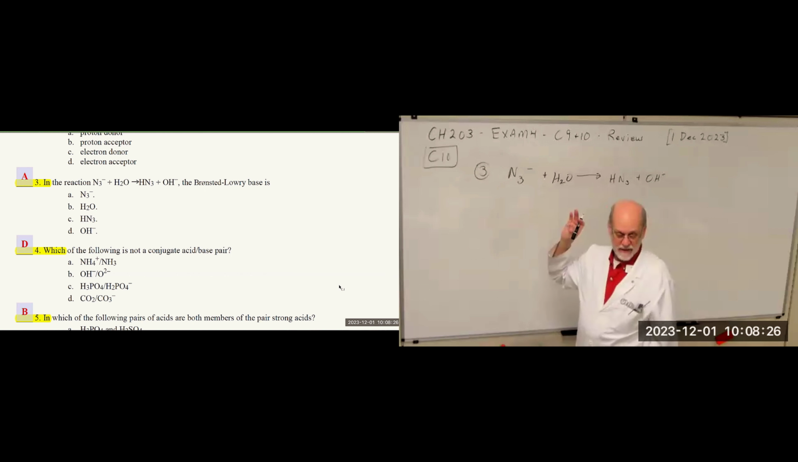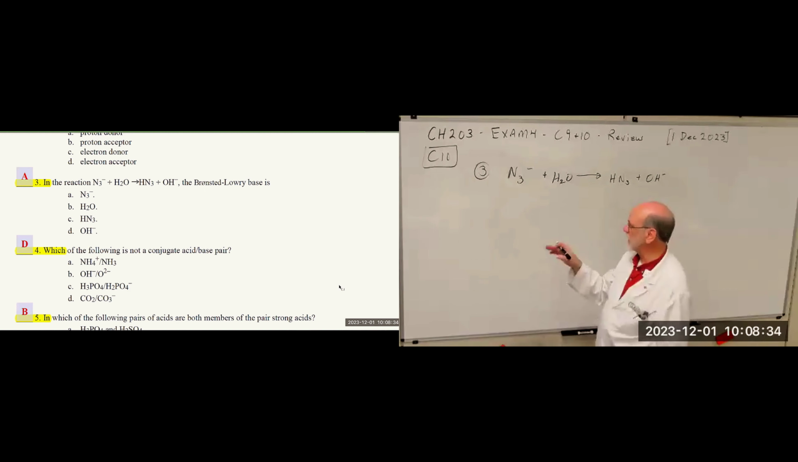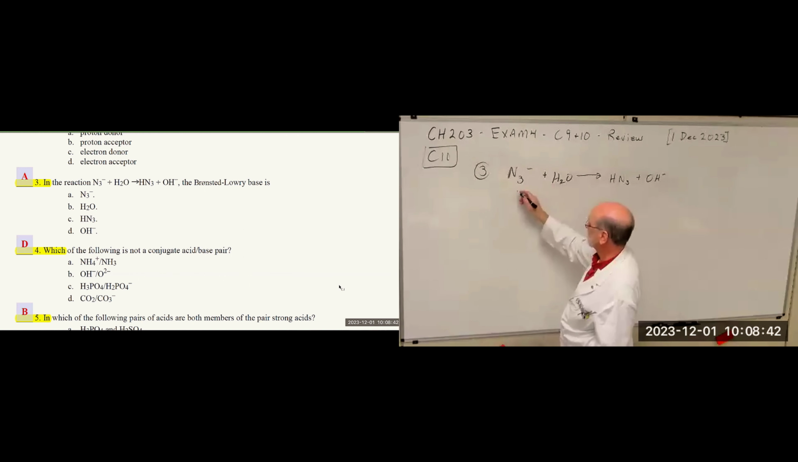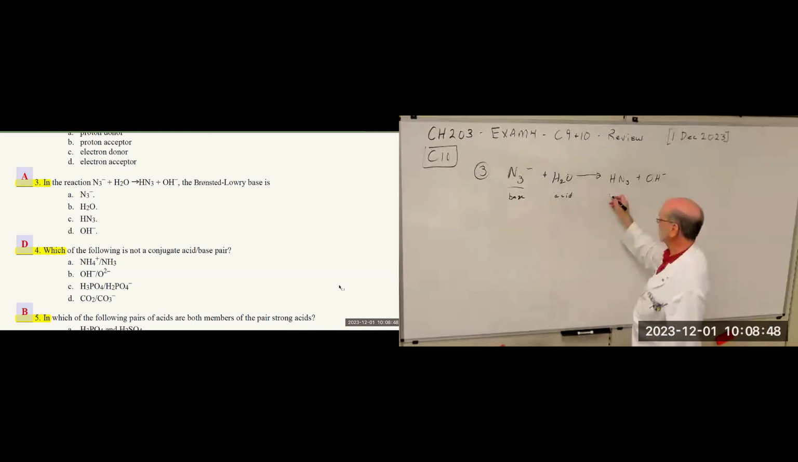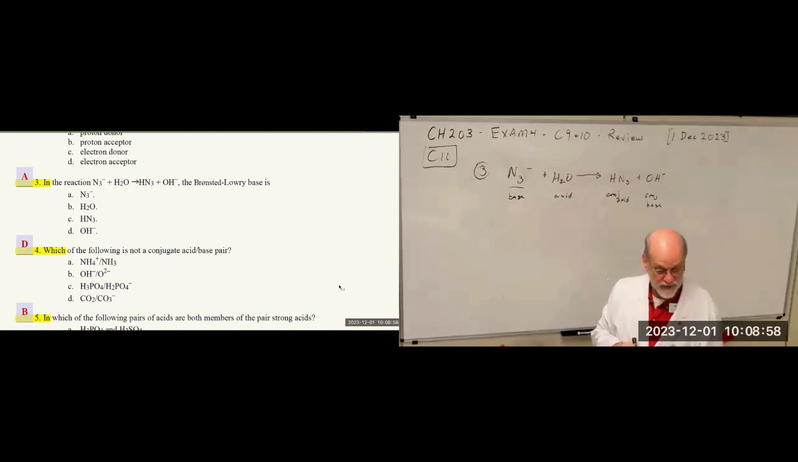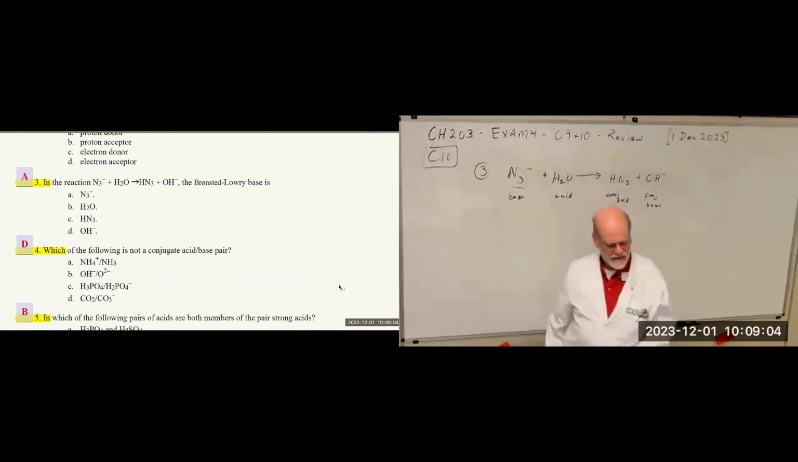A base accepts a proton, right? An acid donates a proton. So which one accepts the proton? When we look at the change from here to here, it looks like this one accepted a proton from water, right? So this would be the base. This would be the acid. This would be the conjugate acid. This would be the conjugate base. So A would be the answer, N3 minus. I think that's the azide ion.